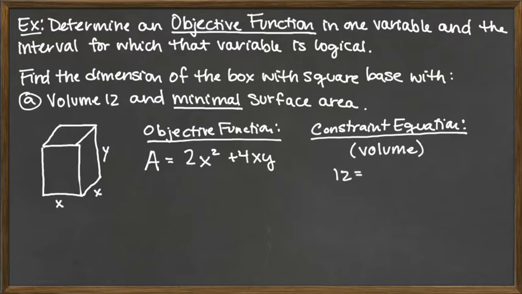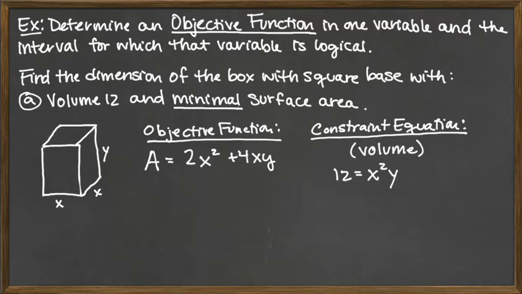So the volume of one of these boxes would just be the length times the width times the height. Well, the length and the width we could say are both x. So you have x times x, which is x squared, times the height, which is y. So we're looking at 12 equals x squared y. That's the second relationship between x and y using the additional piece of information that we were given.